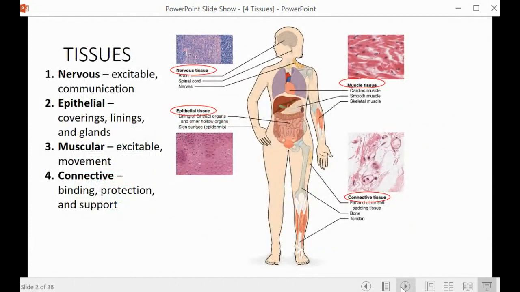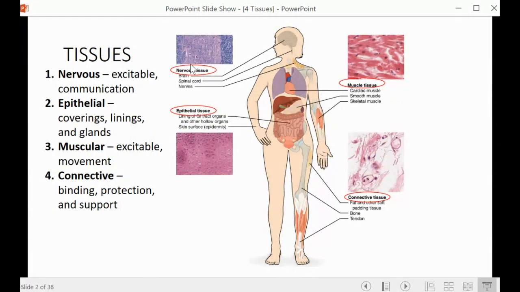So this is just an infographic of our tissue. So you can see that this is nervous tissue up here. There's some epithelial tissue, some muscle tissue, and some connective tissue. So nervous tissue is pretty cool because it is excitable and it's used for communication within our body. Epithelial tissue is where we're going to have any coverings, linings, glands are going to be epithelial tissue.